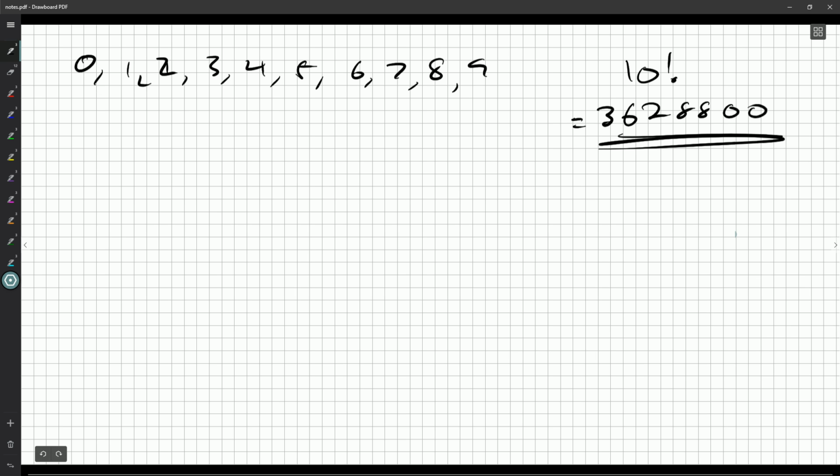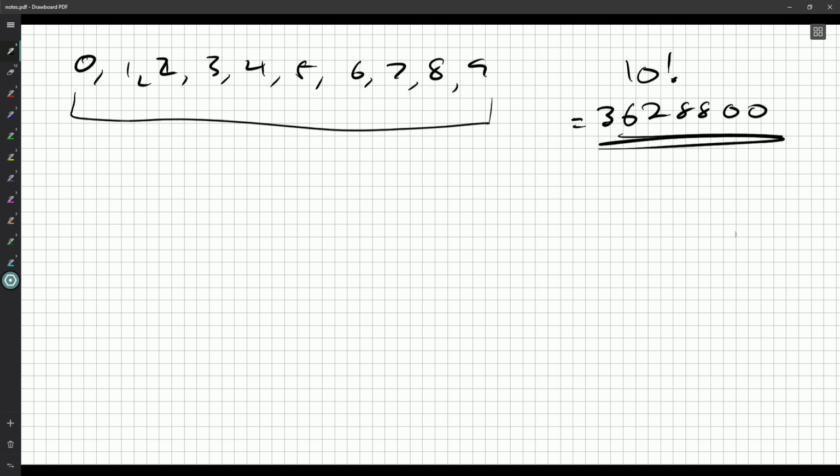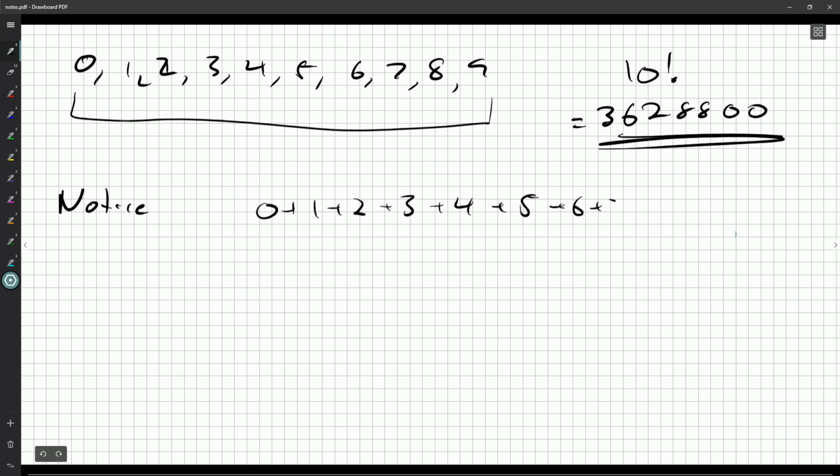And it's interesting that they ask us about all the single digits. One's there, two's there, three. We use every single digit just once. Obviously, the 0 can't be leading, but that's not really going to impact anything. So you might notice that 0 plus 1 plus 2 plus 3 plus 4 plus 5 plus 6 plus 7 plus 8 plus 9 is 45.